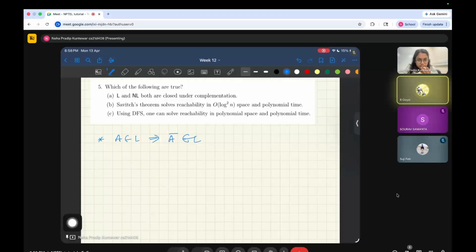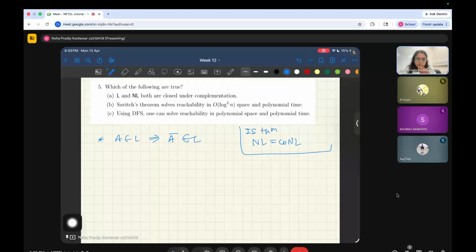Immerman's theorem says that NL is equal to co-NL. What's the spelling? Sorry, I may not be correct. Maybe let me just write it. It says that NL is equal to co-NL, so therefore NL is closed under complementation. Good, this is fine.